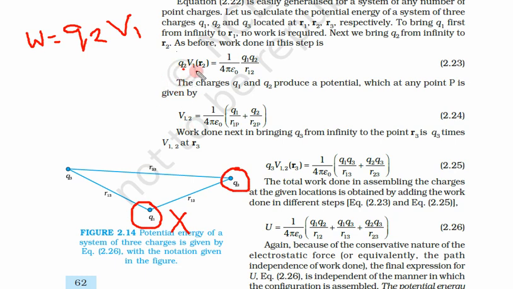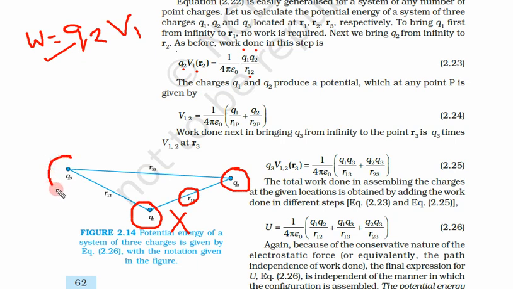So q2 v1, so 1 upon 4 pi epsilon naught q2, and the potential due to one was q1 upon r, and r12 because the distance between them is r12. So this much we know.